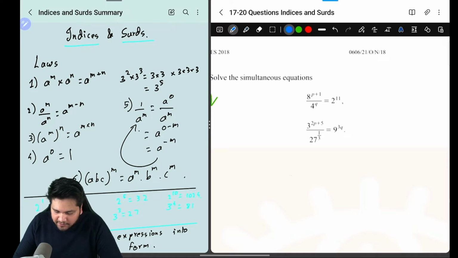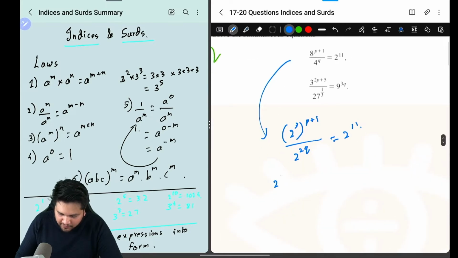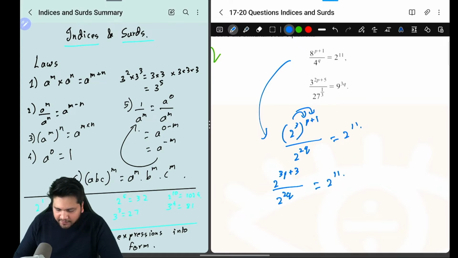So 8 to the power of p plus 1 can be written as 2 to the power of 3 to the power of p plus 1 as it is, upon 4 can be written as 2 to the power of 2, q will be as it is, equals 2 to the power of 11. I'm just solving the first equation. So this is going to be 2 to the power of 3p plus 3. Make sure that you multiply this 3 here as well as here, so you get something like this, upon 2 to the power of 2q as it is, and this is nothing but 2 to the power of 11.